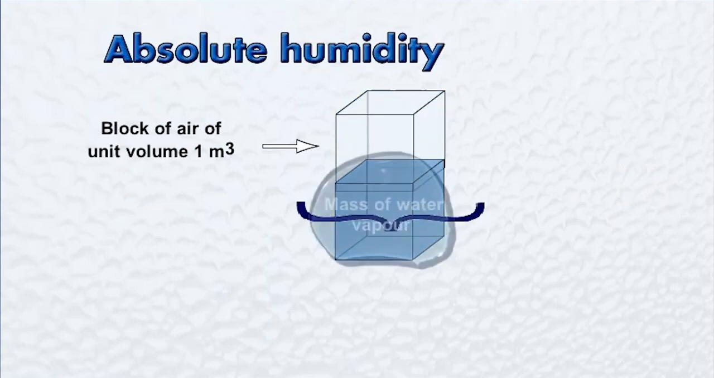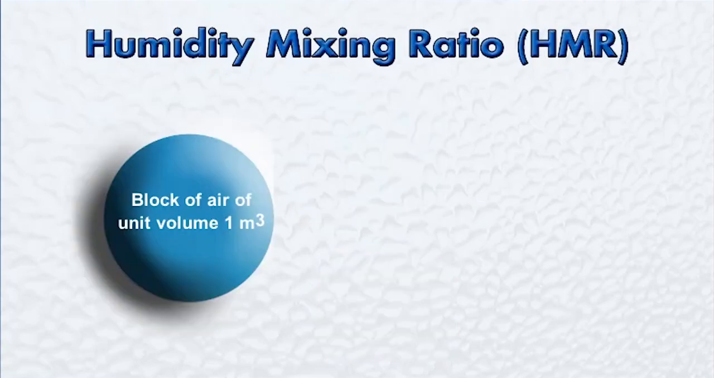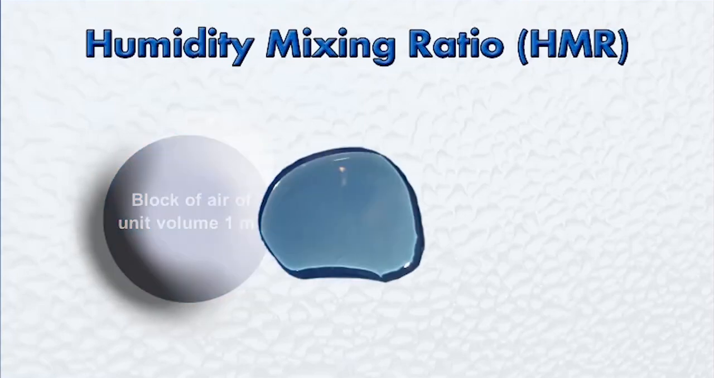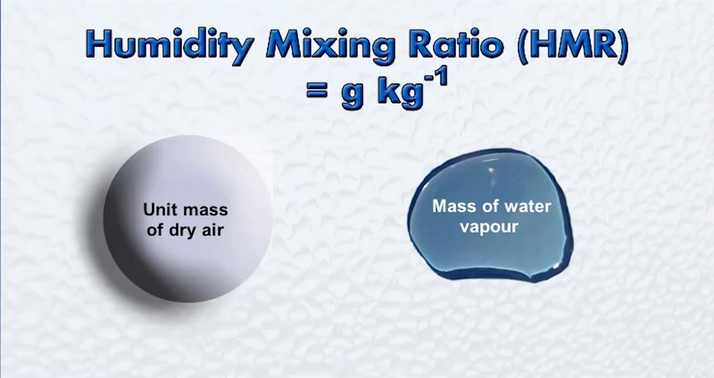Absolute humidity is the mass of water vapour contained in a unit volume of air. It is expressed in terms of grams per metre cubed. Humidity mixing ratio, or HMR, is a similar property to absolute humidity, in that it is a measure of the amount of water vapour contained in a sample of air. But whereas absolute humidity is the mass of water vapour in a unit volume of dry air, the humidity mixing ratio is the ratio of the mass of the water vapour to the mass of the dry air. It is expressed in grams per kilogram.